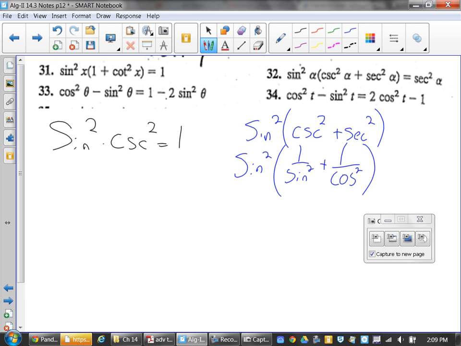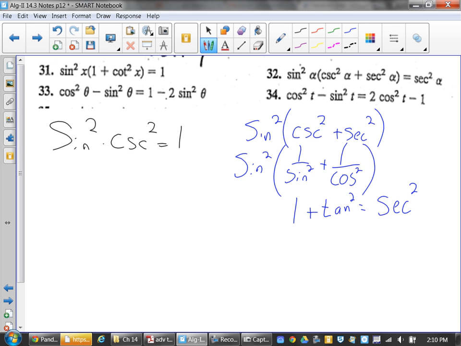Now distribute. When you distribute, you get sine squared over sine squared, which is 1. And then sine squared over cosine squared is tangent squared. And what's 1 plus tangent squared? Secant squared. And it is.